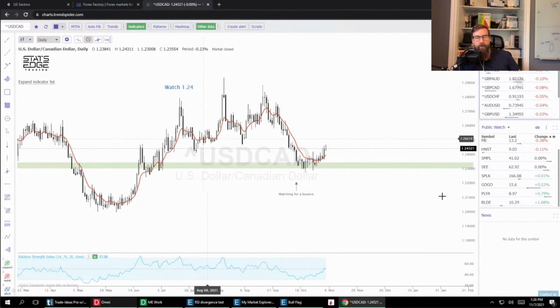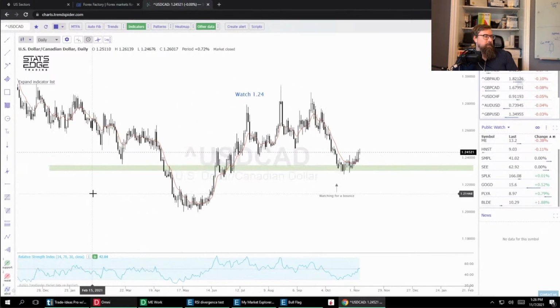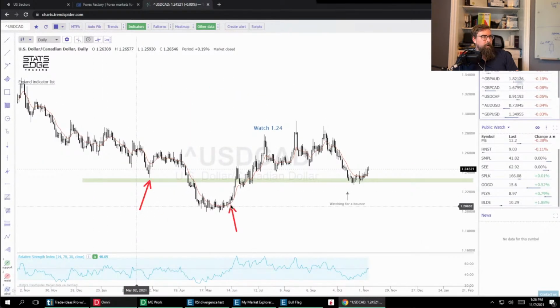I bought this USD CAD over 24. I had this on the list, right? Again, anyone will tell you this has been on here for a while. Basically, just support here, support in through here. Came back down pretty harshly, spent a week or two at that support. Maybe it's time to curl back up.